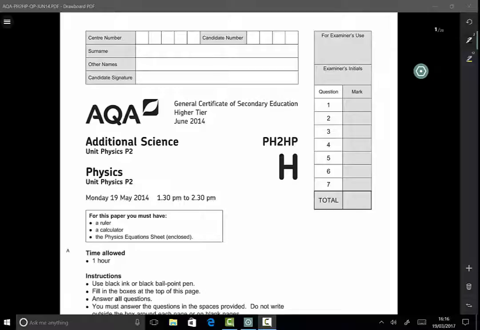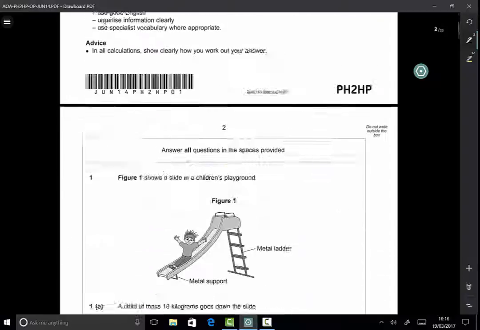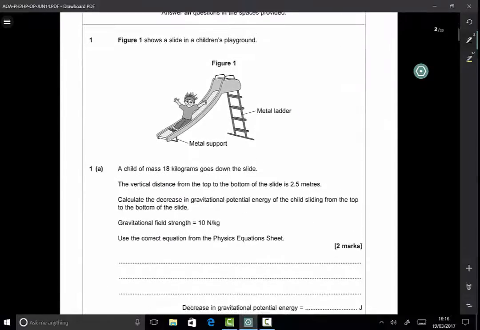Okay, I'm going to go through all the questions on this paper and just go through the logic in how I'm answering them. So we start with question 1. We've got a slide in a children's playground and a picture of that in case you didn't know what a slide in a children's playground looked like.